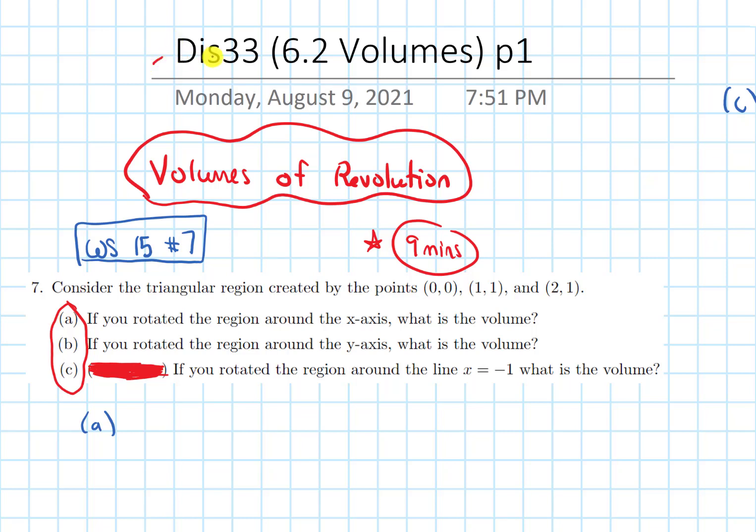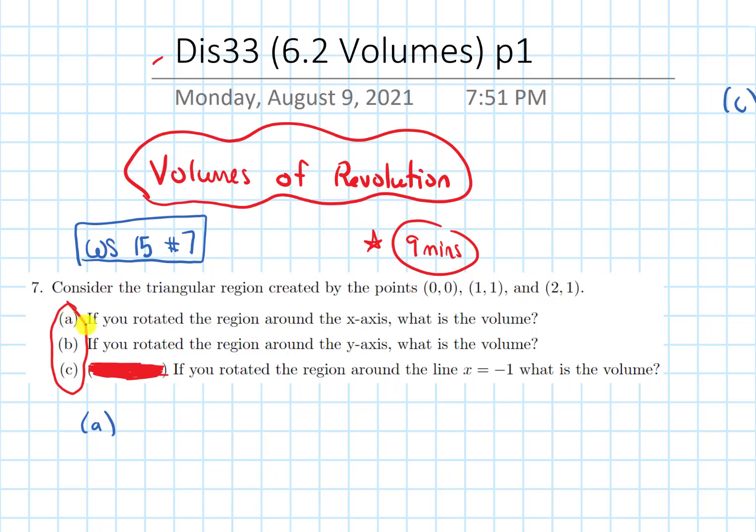Welcome to discussion 33. In today's discussion, we'll focus on section 6.2 on volumes, and in this video, we'll do examples involving volumes of revolution. So I want to look at problem number 7 from worksheet 15, which says consider the triangular region created by the points (0, 0), (1, 1), and (2, 1).